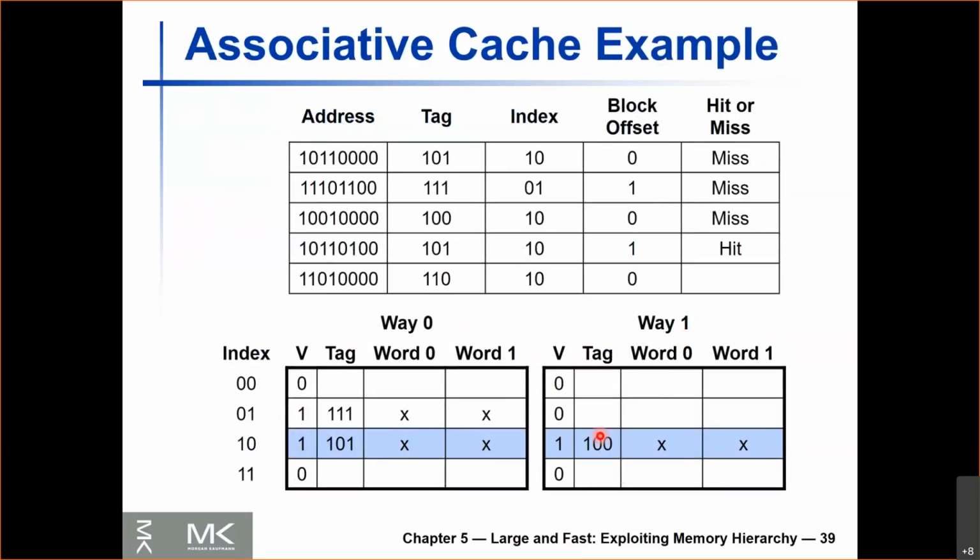Right, way 1. I should evict the one in way 1. Because if you remember, when we look at all the places where we access index 1, 0, first we access the tag 101, which is this one. Then we access the tag 100, which is this one. And then we came back and accessed the tag 101, which is this one. So the one we most recently used was the 101. So the one we least recently used was the 100.